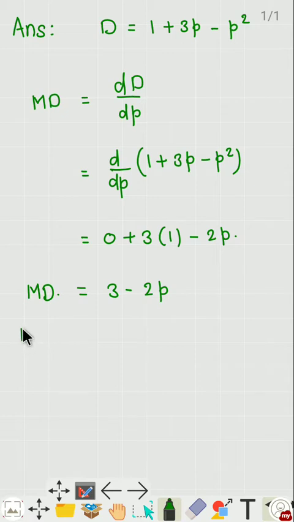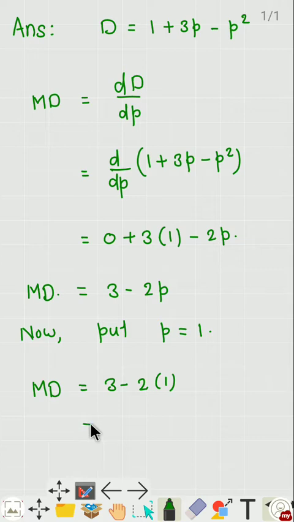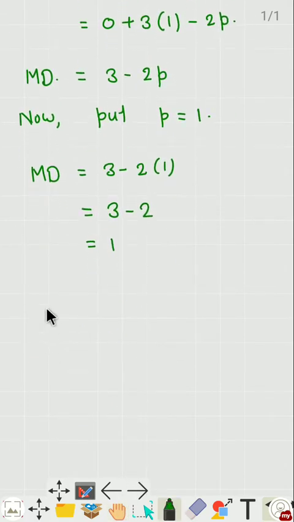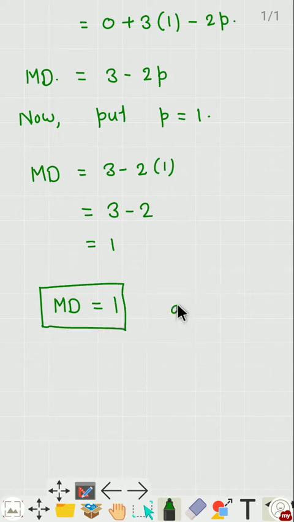Now put P is equal to 1 in this marginal demand. Therefore marginal demand is equal to 3 minus 2 into 1, which is 3 minus 2, and it is equal to 1. So marginal demand is equal to 1 at price P is equal to 1. Okay, so this is the answer of this first question.